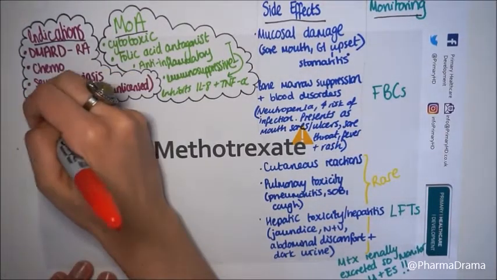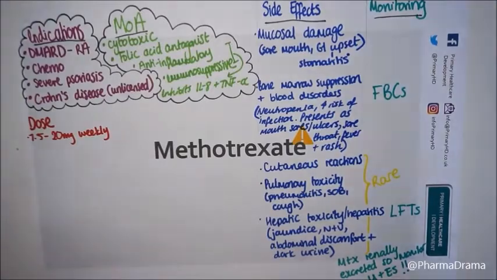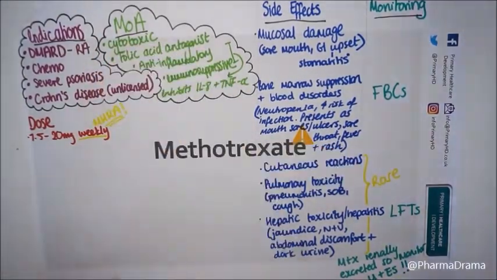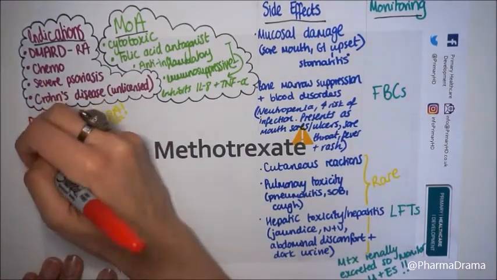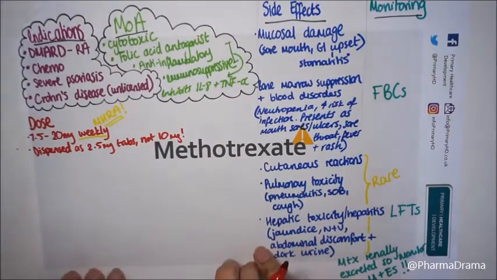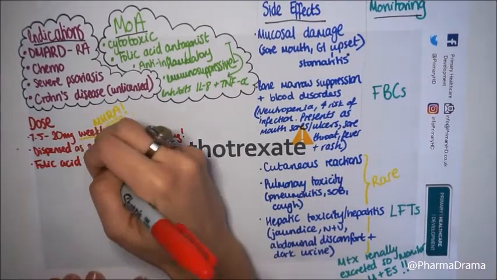So the typical dose for methotrexate is between 7.5 to 20 milligrams weekly. There's an MHRA alert because taking it more frequently can cause an overdose, leading to toxicity. It's really important to inform patients that it's normally a weekly dose. It should be dispensed as 2.5 mg tablets, not 10 mg ones, for this reason.